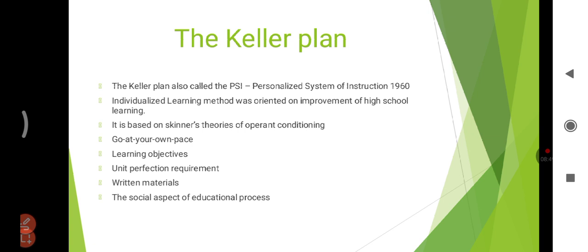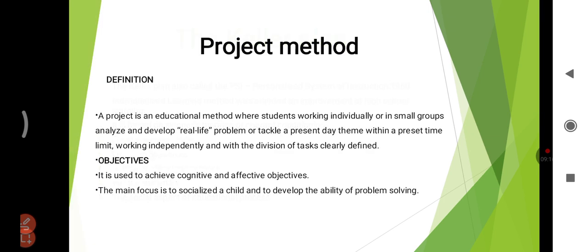Keller's individualized learning method was oriented toward improvement of high school learning. It is based on Skinner's theories of operant conditioning. This Keller plan, the learner centered method, is useful: go at your own pace. Learning objectives, unit perfection requirement, written materials, and the social aspect of the educational process. This is the Keller plan.